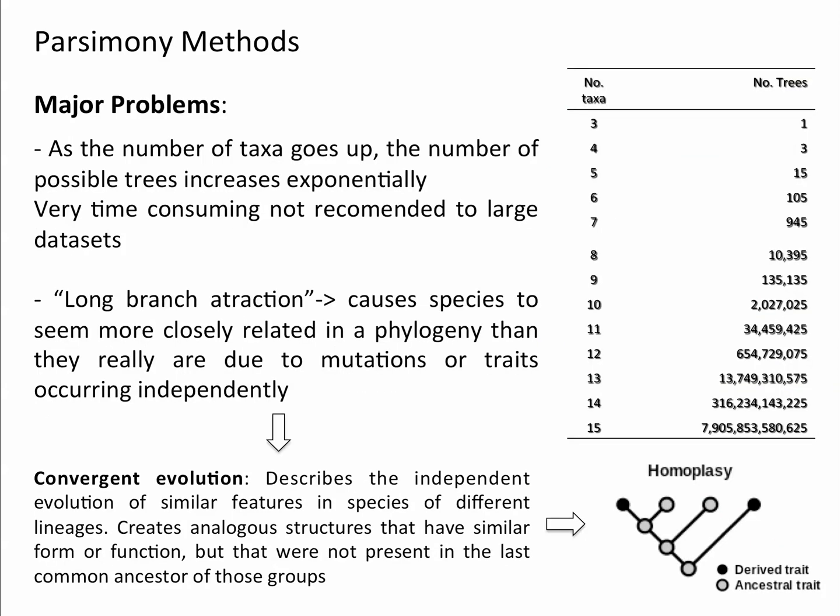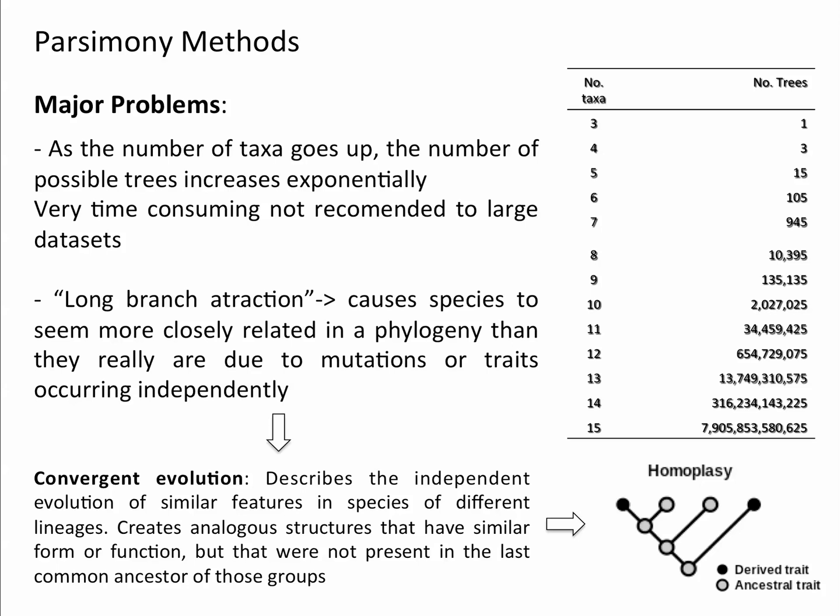Parsimony methods are a very simple approach and are popular for that reason. One major drawback of the method is that as the number of taxa goes up, the number of possible trees increases exponentially. Thus, it could be very time-consuming when you process large datasets.